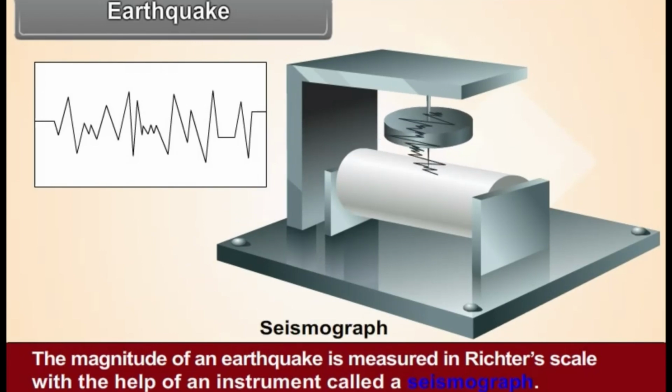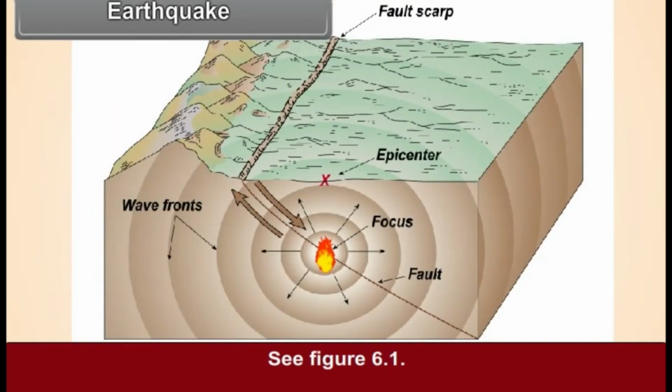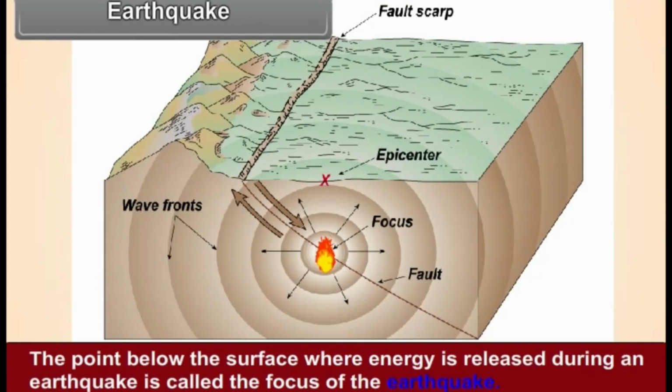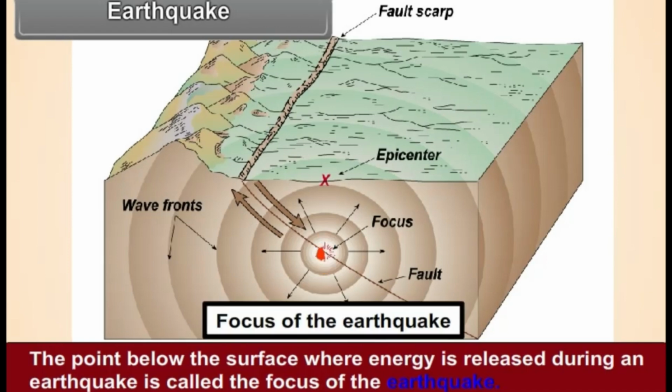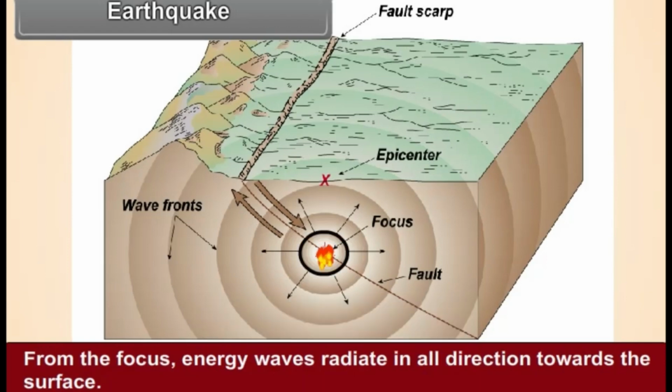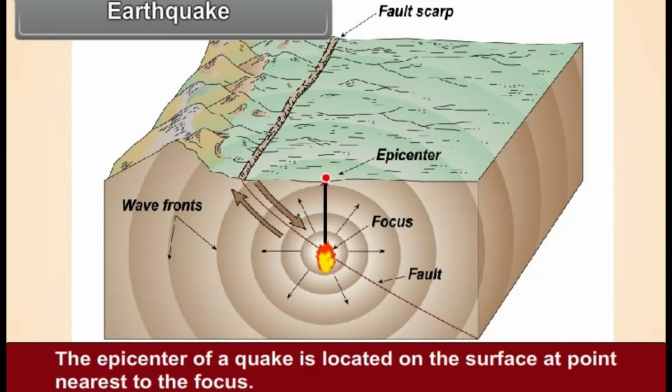See figure 6.1. The point below the surface where energy is released during an earthquake is called the focus of the earthquake. From the focus, energy waves radiate in all directions towards the surface. The epicenter of a quake is located on the surface at point nearest to the focus.